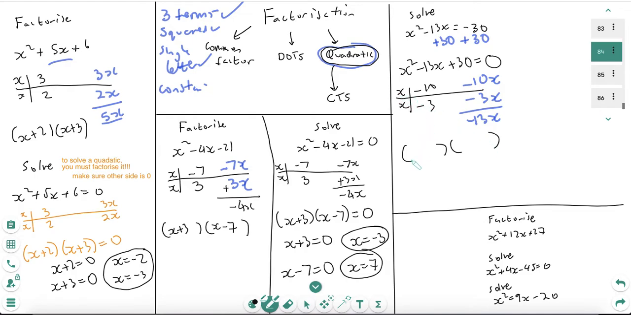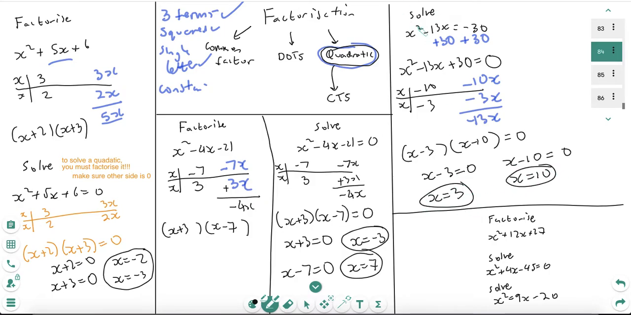So x minus 3, x minus 10 equals 0. I'll get the first bracket. Something minus 3 is 0. Well, that's just 3. And then something minus 10 equals 0. Oh, that must be 10. And that's our answer, okay?